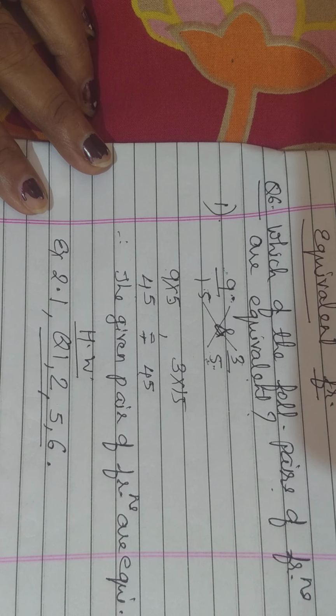So to convert into lowest terms, you have to find the HCF of the numerator and denominator. And to find HCF, I have explained to you the division method. There is one more method that we will see later on.